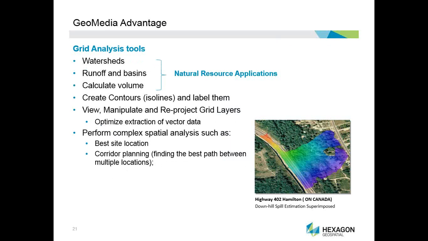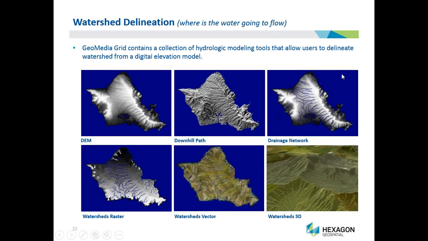Another big area with the new release is grid analysis tools. We can do things like watersheds, runoff basins, calculate volumes, create contours, and perform complex spatial analysis such as site location and corridor planning. Because we can now handle digital elevation models and digital terrain models, you can even do watershed delineation, where you can see where the water is flowing: downhill paths, drainage networks, and watersheds.